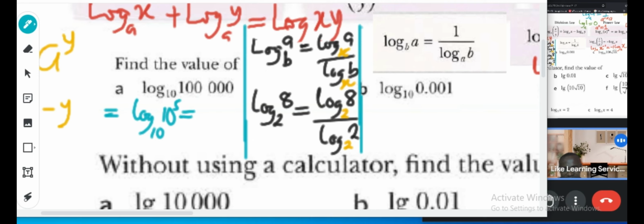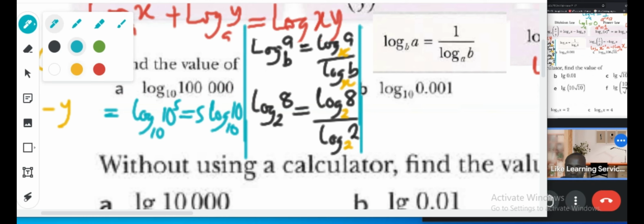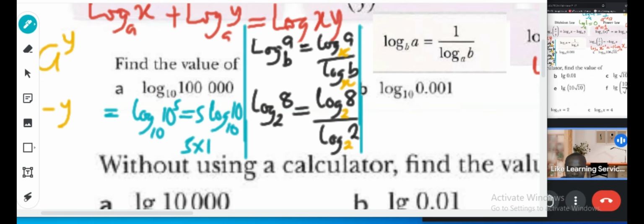And this is the same thing as, apply the power law. You can take 5 down now, is it not? It becomes 5 log 10 in base 10. What is log 10 in base 10? Log of a number in the same base is 1. So the final answer will now be what? 5 times 1, which is 5. So the answer is 5.